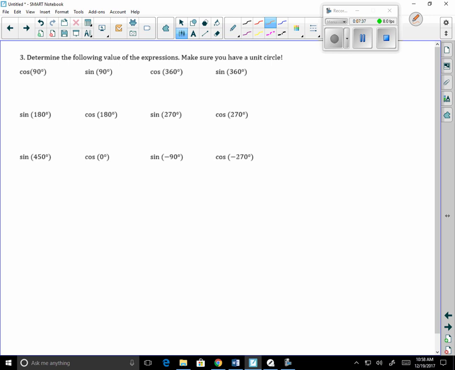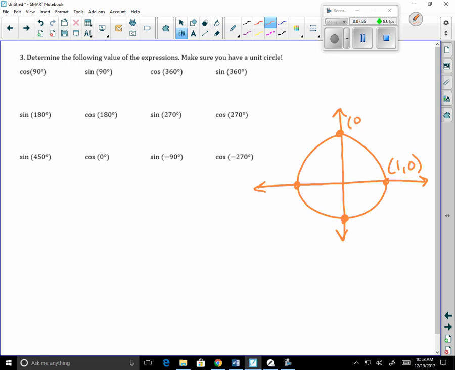So let's just draw out the quick unit circle here. Here is my x and y axis. Draw the unit circle. And let's identify the 4 points that are actually on the unit circle. On the unit circle, these are the points (1, 0), (0, 1), (negative 1, 0), and (0, negative 1).